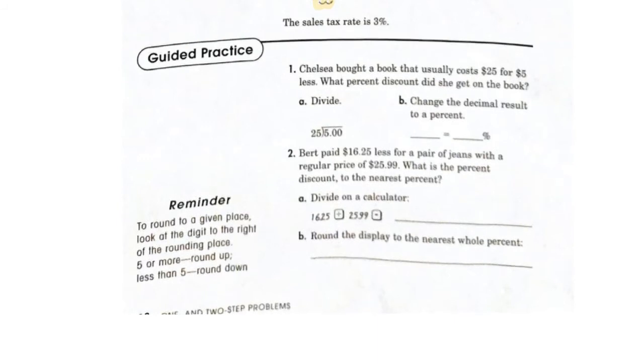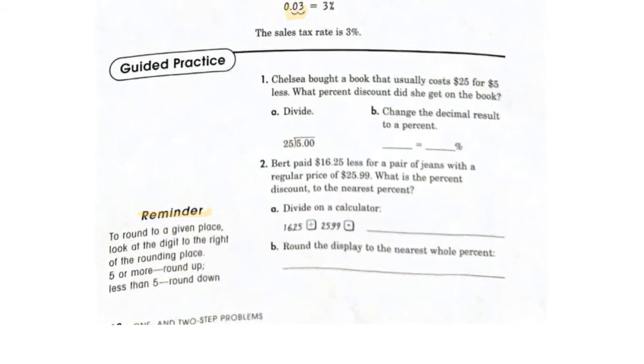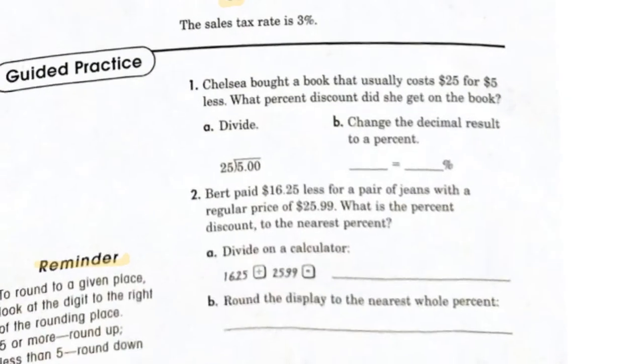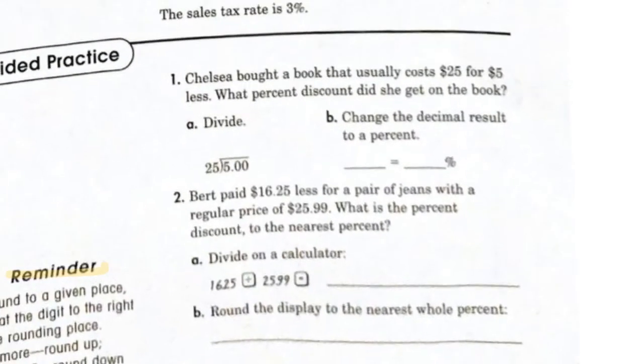Down below, we have another reminder, and it says, to round to a given place, look at the digit to the right of the rounding place. 5 or above, you round up. 4 or below, you round down or you stay the same. So, Chelsea bought a book that usually cost $25 for $5 less. What is the percent discount she got on the book?